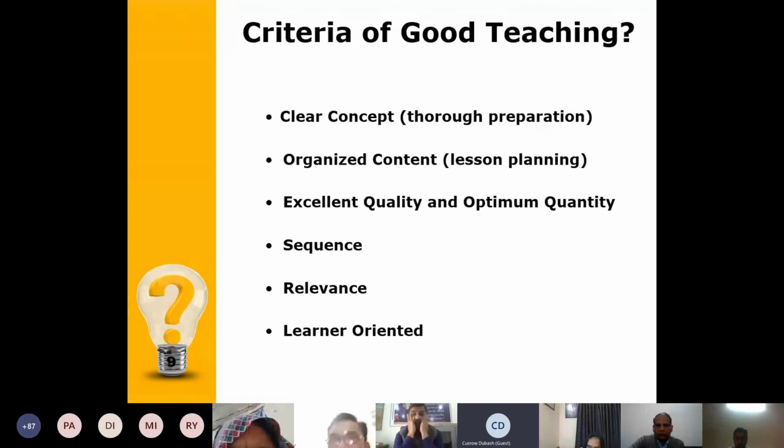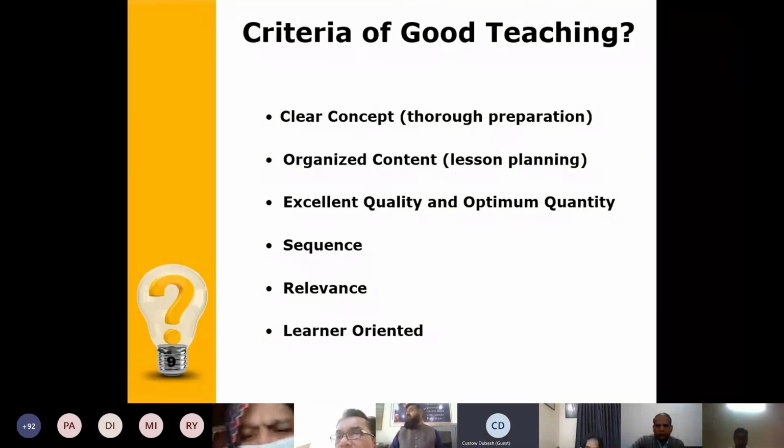हमारा future नहीं है, बच्चों का future है। And is it learner oriented? यानी does it focus on the child? अगर child पे focus नहीं करता तो we are in the wrong field. So these are 6 criteria of good teaching. Begins with planning, then conducting, and is it learner centered?